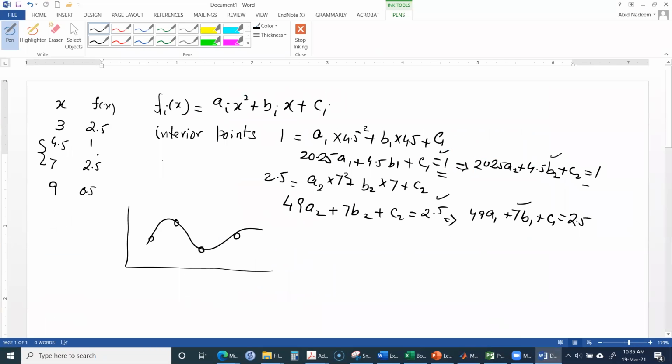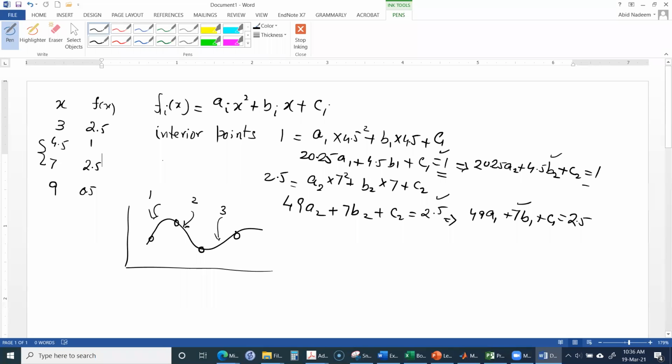So the coefficients for this interval will be represented by the subscript 1. The coefficients for this interval will be represented by subscript 2. And the coefficients for this interval will be represented by subscript 3. So accordingly, we will have A1, B1, C1 here, A2, B2, C2 here, A3, B3, C3 here.